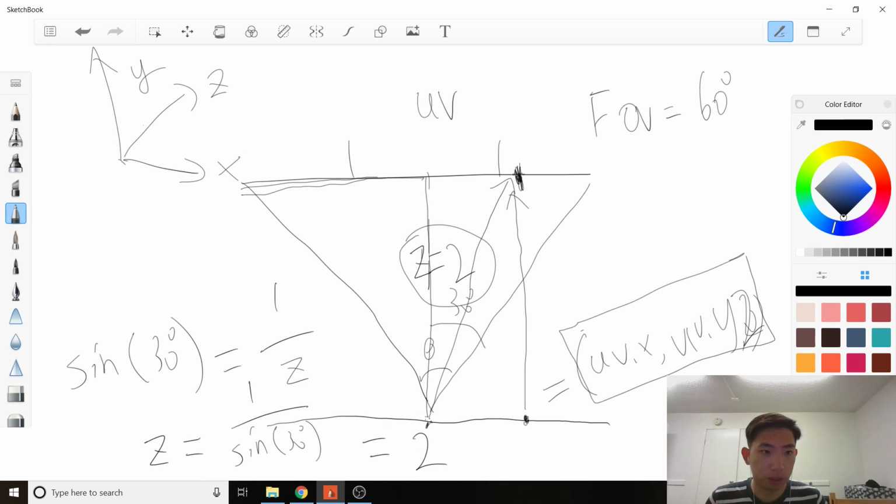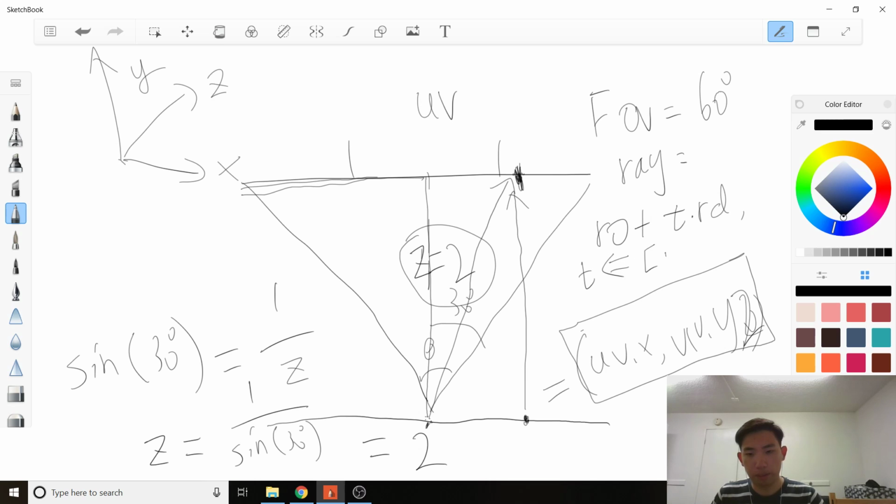So assuming the camera is looking straight into Z, we can easily compute the direction of the screen pixel relative to the center of the camera. Given the direction, we can shoot a ray out to intersect with any geometry. And the way we represent a ray is using the parametric equation, right? So the representation of a ray is ray origin plus t times ray direction, with t in the range of 0 and infinity.